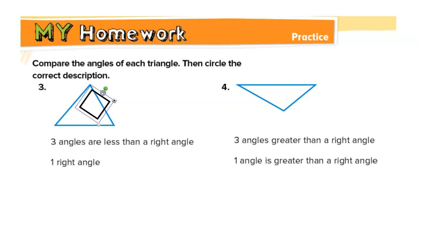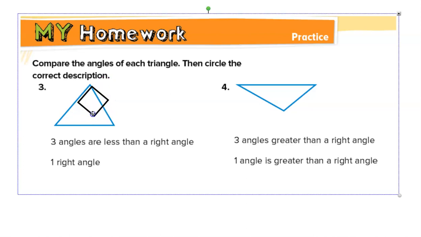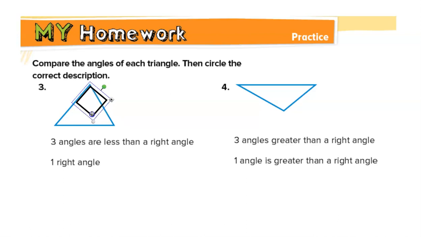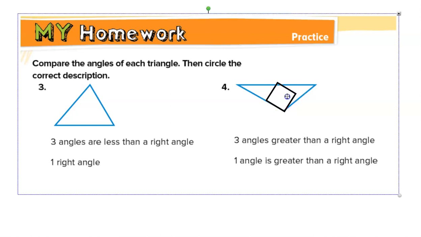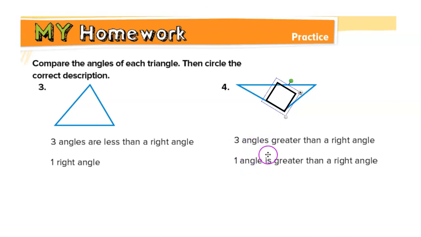Let's try out this other one. Well, let me grab it. There you go. This angle is also less than. So that means that the correct description would be that 3 angles are less than a right angle. Let's look at number 4. Our options are 3 angles are greater than a right angle, or 1 angle is greater than a right angle.